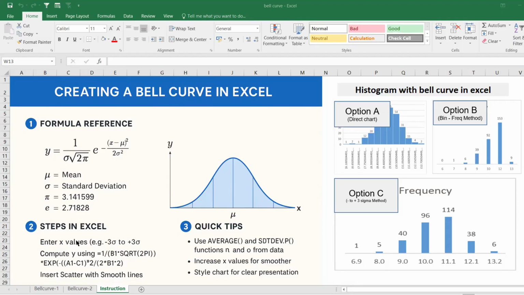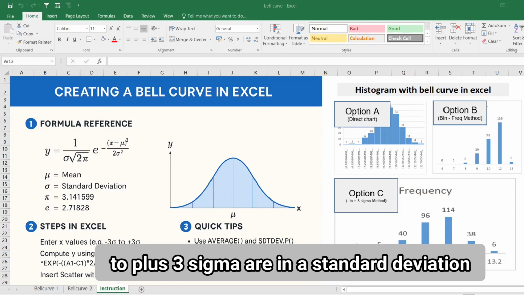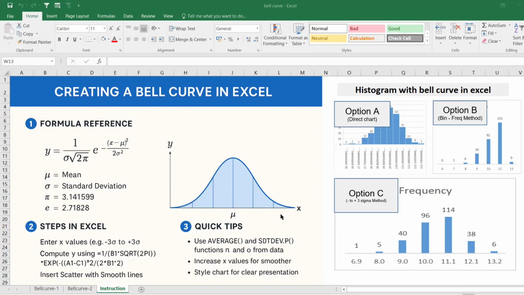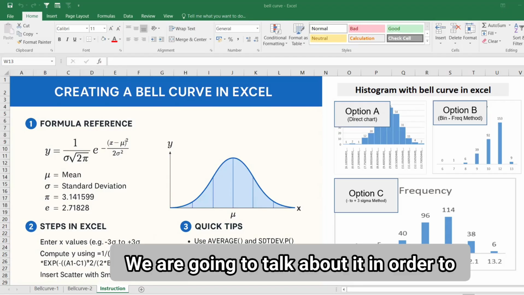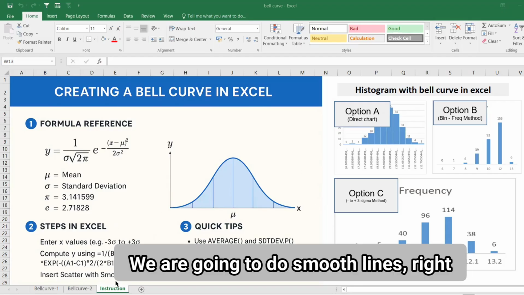And then we'll also talk about how to apply the x values, minus 3 sigma to plus 3 sigma, in a standard deviation, and there are many methods to it. We are going to talk about it. In order to achieve the bell curve, we are going to use smooth lines, right?